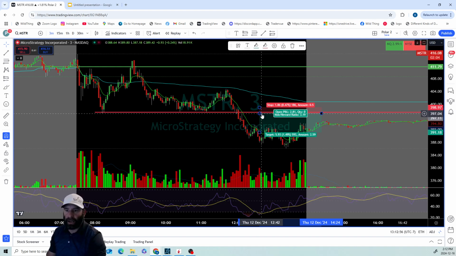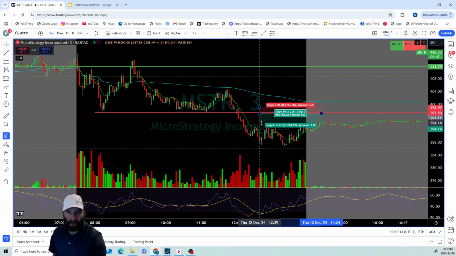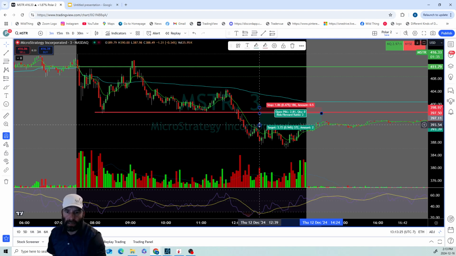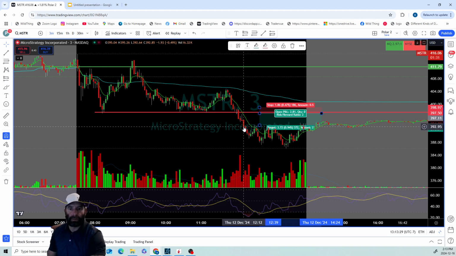So we've taken our entry at 397. We've gone short with 100 shares. How do we manage the trade from there? We've got our stop loss at 399. We need to take profits on half of that position right at 2-to-1. This tool can be a little bit finicky. There we go, 2-to-1. Where does that take us? That takes us to the 393 area, 393.50.